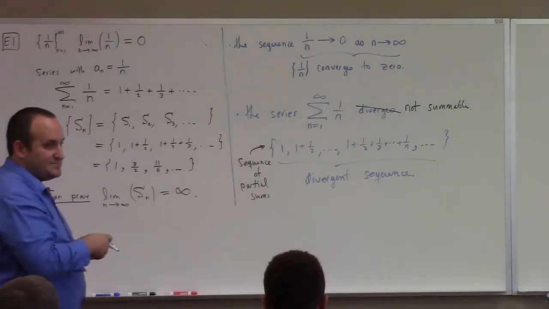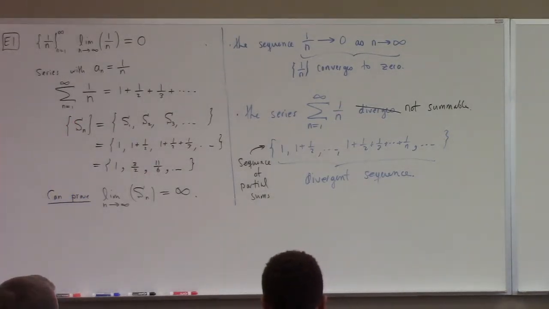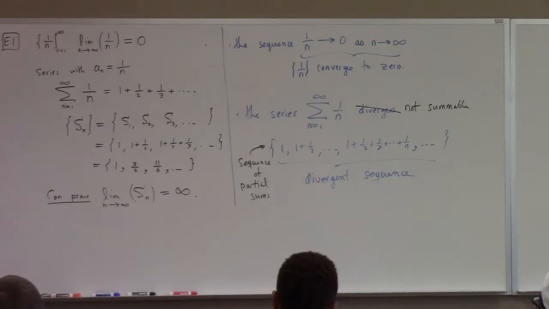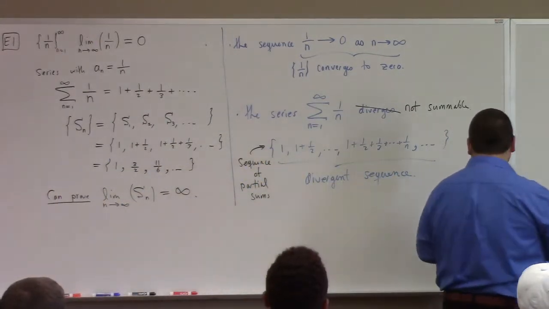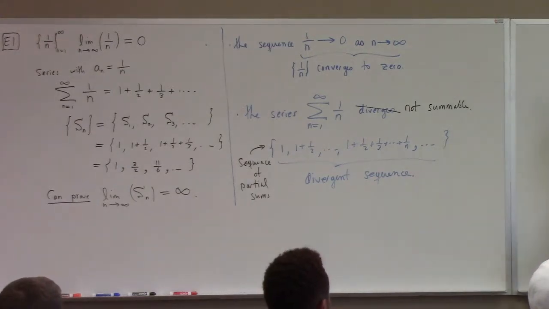All right. So the sequence of 1 over n converges. The series of 1 over n diverges because the sequence of partial sums corresponding to that series is not summable. The sequence corresponding to the series is the sequence of partial sums, and it is not the same as the sequence of the terms in the series itself, obviously. Those are different sequences, because it is possible to have a series converge.